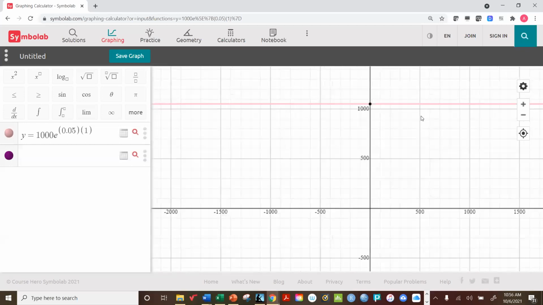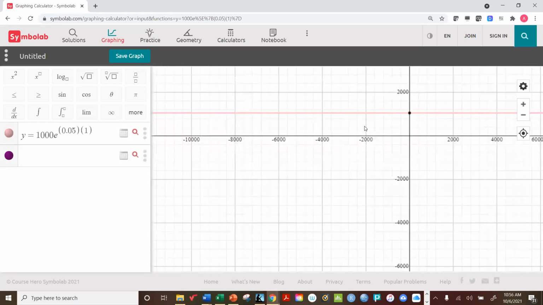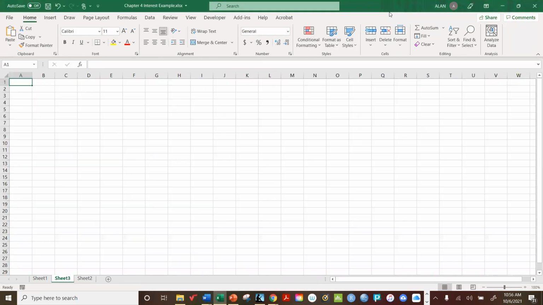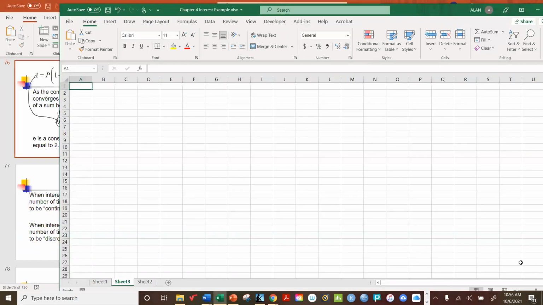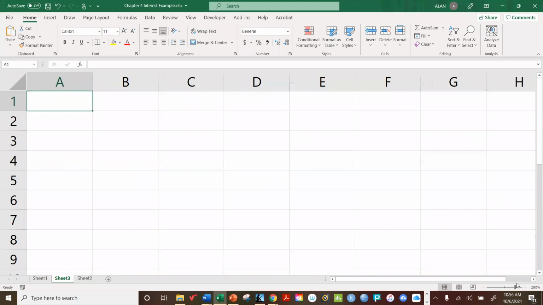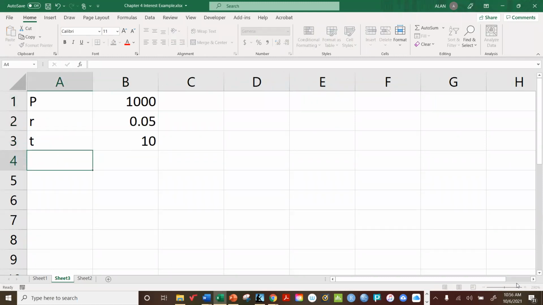I'm kind of disappointed here because I know Excel could do this. All right, never mind. We'll go to Excel. Let's say A is 1,000. No, sorry, A is what we're solving for. P is 1,000, R is 0.05, and T is 10. So we'll have two formulas. Actually, no, let's do it this way. We'll have A equals P e to the RT.